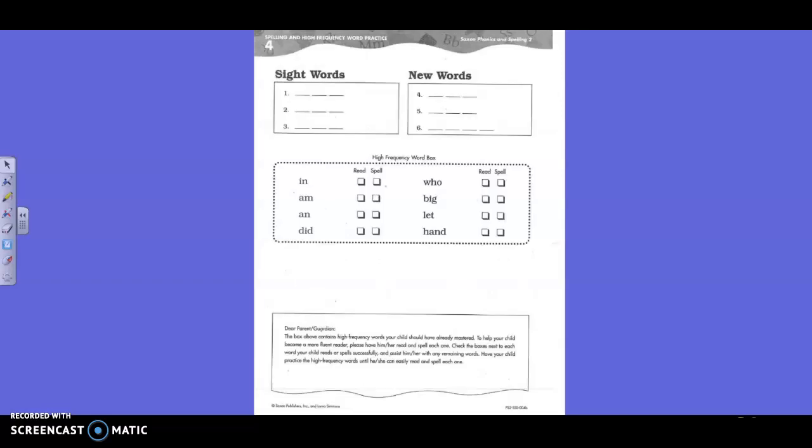Okay, so we said we're going to write some sight words in this first box. On number 1, spell the word the. There are 3 letters, so it has 3 lines for you, okay? The. Number 2, spell the word was. Number 3, spell the word you.